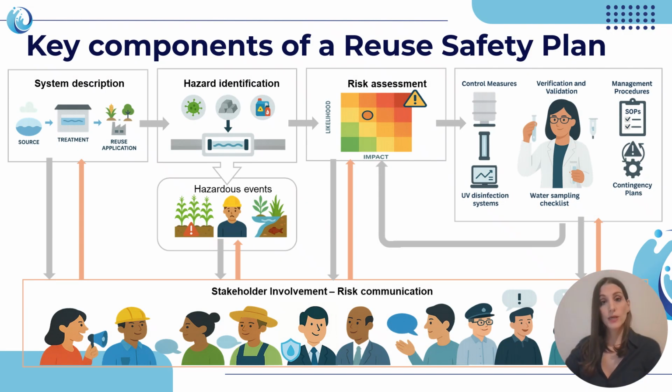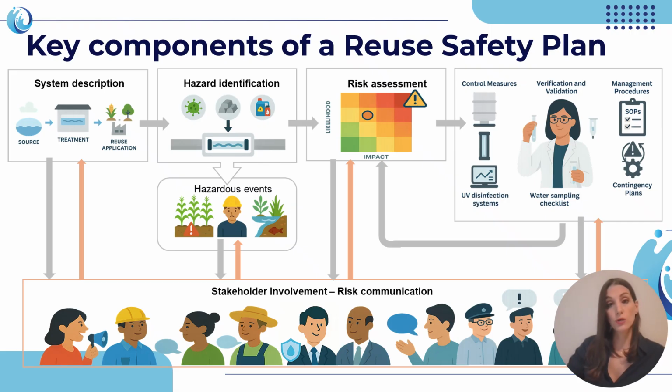Let's now explore the key components of a water reuse safety plan. Each step plays a critical role in ensuring that the reclaimed water is used safely and effectively. We begin with the system description. This outlines the entire reuse chain, from the source through treatment and finally to the intended use application. Next is hazard identification. Here we pinpoint potential hazards such as pathogens, heavy metals, or contaminants of emerging concern that could enter the reuse system.